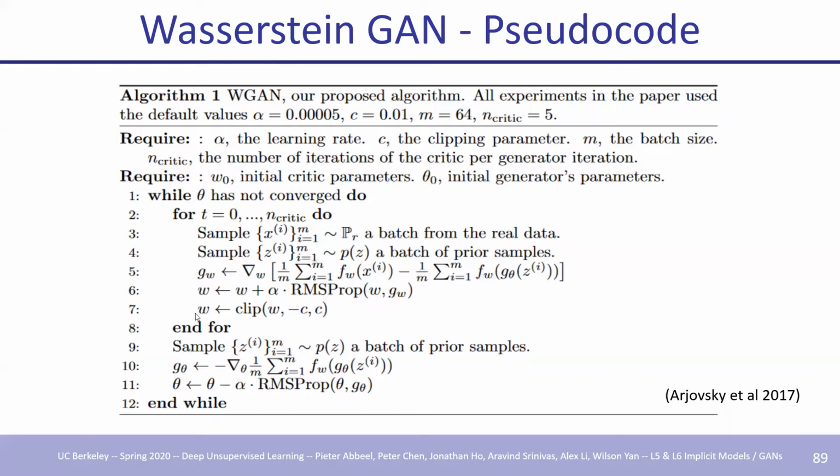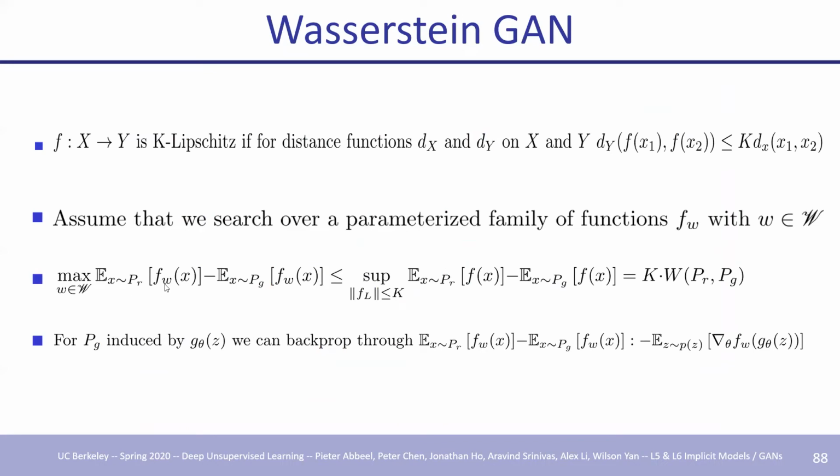So here's the main thing where they enforce the Lipschitz condition: it's just by doing the clipping. And the idea is that if you clip it, then probably the function is less than or equal to some k, and so it is less than or equal to some number times the Wasserstein distance, and so it should work.